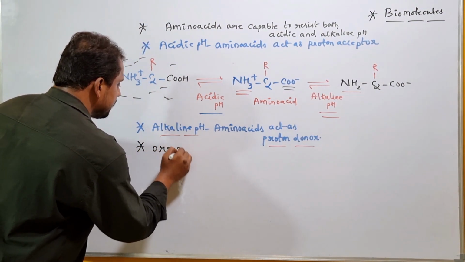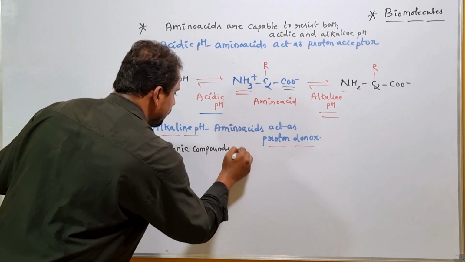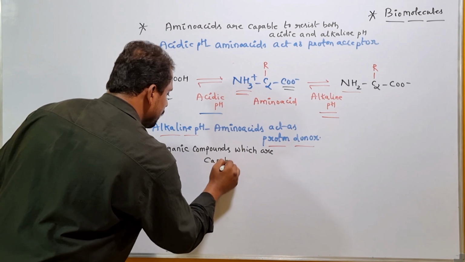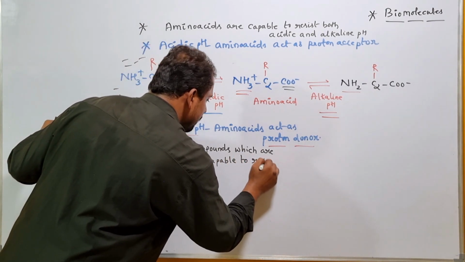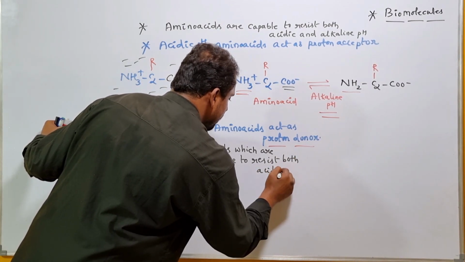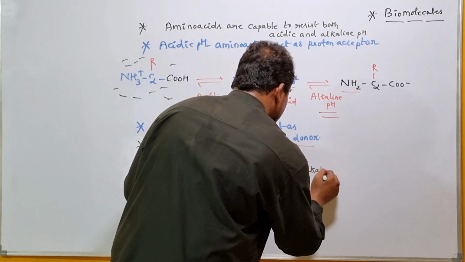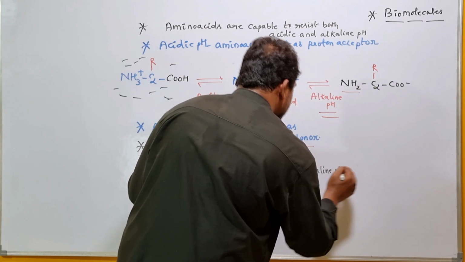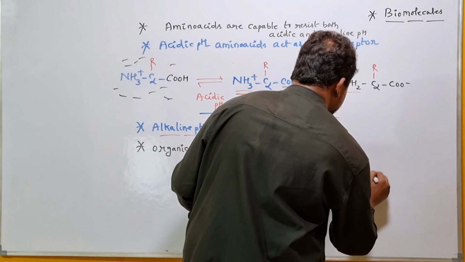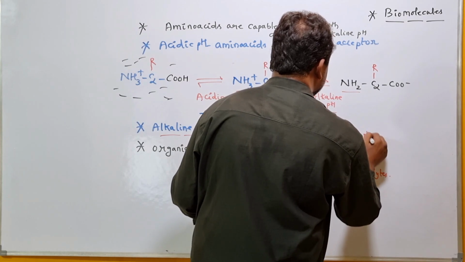Organic compounds which are capable of resisting both acidic and alkaline pH are termed as what? Ampholytes. And the specific nature of these organic compounds is termed as what? Amphoteric nature.